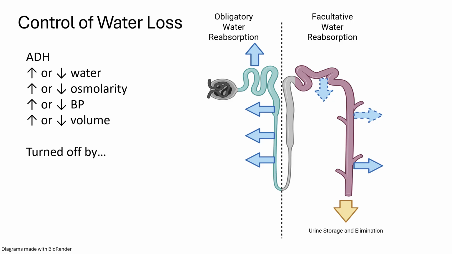When ADH is turned on, you have an increased capacity to reabsorb water, or an increased capacity to conserve water. This would reduce your osmolarity by watering you down, but it would increase the osmolarity of your urine. And therefore, this would increase your water content, but it would decrease the water content of your urine, giving you a smaller volume and also a more concentrated urine.